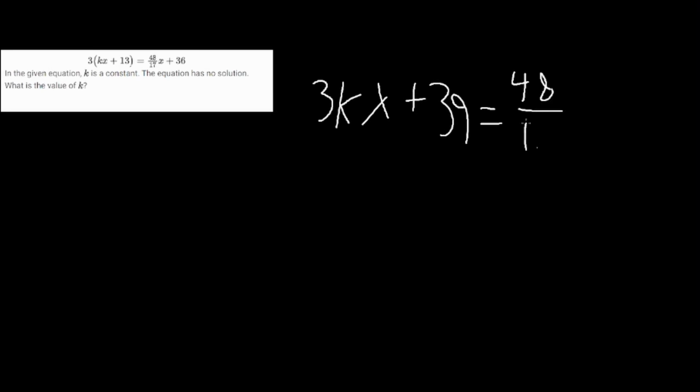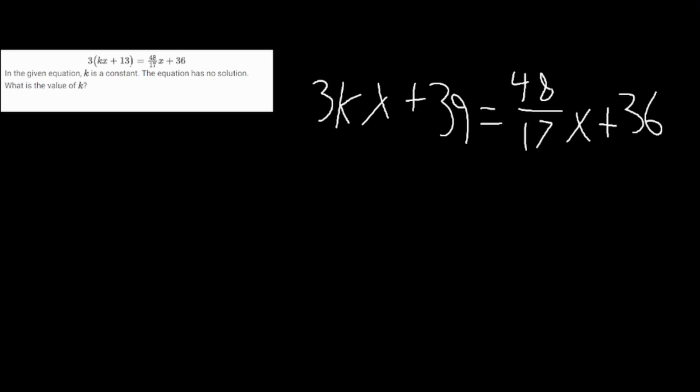Once again, in this problem, we're dealing with a no-solution equation. So we have to find the value of k which would make sure that this equation has no solution. So to start out, let's just multiply the 3 out. So we get 3kx plus 39 equals 48 over 17 x plus 36. So if we remember what fulfills this, we already have different constants being added.